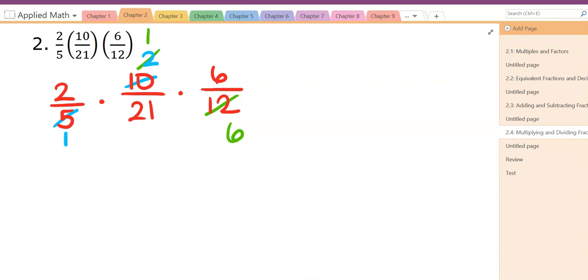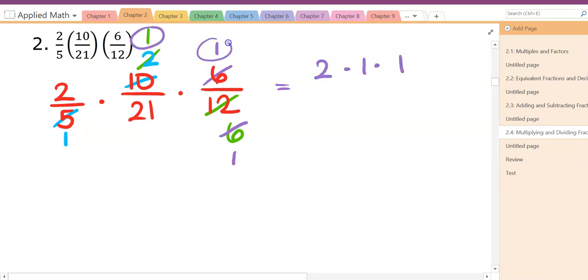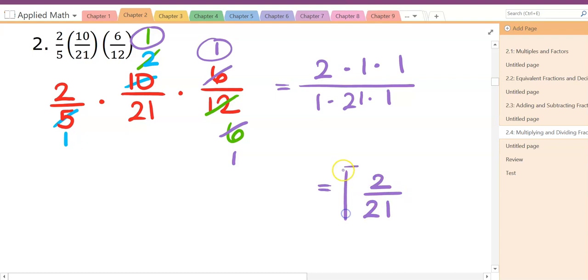Could I just get rid of the 6's? If I can cancel these out, it's easiest if we have 1s, because 1s don't really affect a problem when you're multiplying. Alright, so on top now, what I've got left is 2, and then I change the other 2 fractions to 1s. On the bottom, I have 1 times 21 times 1. So final answer should have been 2 over 21.